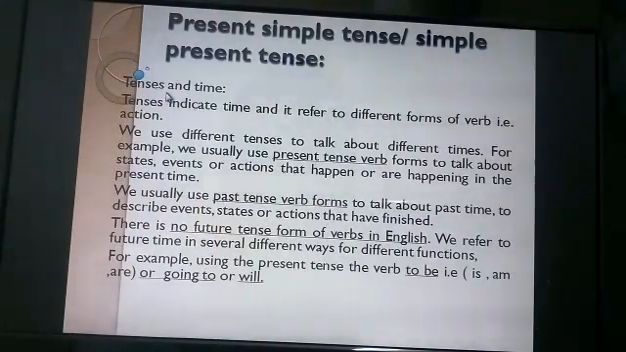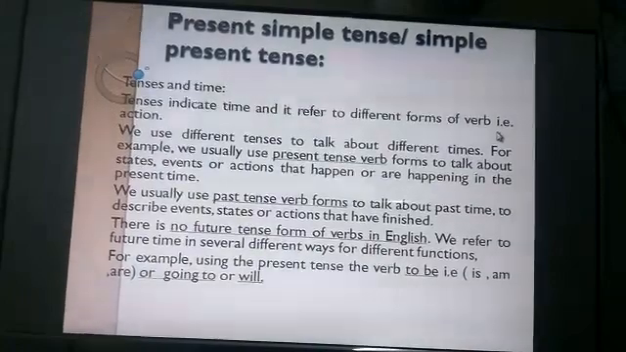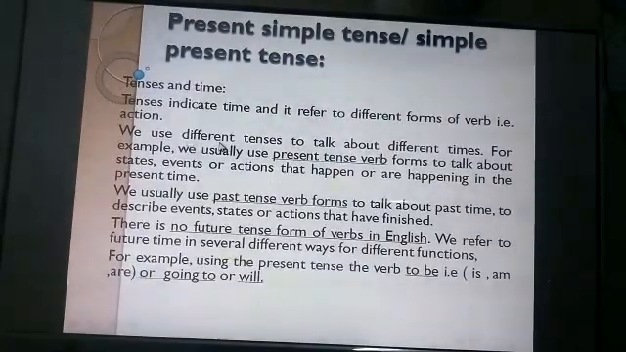Tenses indicate time. Tense indicates time, and it refers to different forms of the verb, that is, action. We use different tenses to talk about different times. For example, we use present tense verb form to talk about states, events or actions that happen or are happening in the present time, and we use past tense to talk about past time, but there is no future tense form of the verb in English.